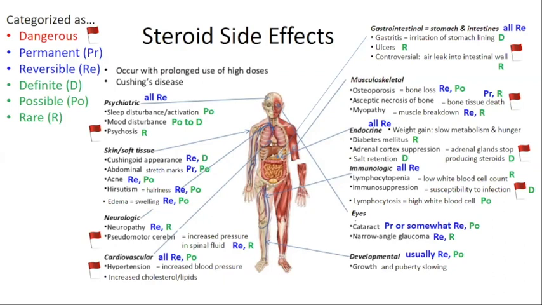So the benefit of steroids actually outweighs risks, at least in the beginning when we're trying to get the disease under control. So you can see the little abbreviations on the side here just to help you know which side effects of steroids are permanent versus reversible, and how likely they are to potentially happen: definite, possible, or rare, and then dangerous with the little red flag. And we'll go into all these in detail now.